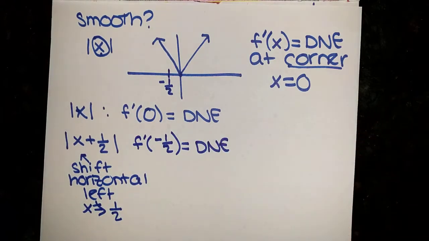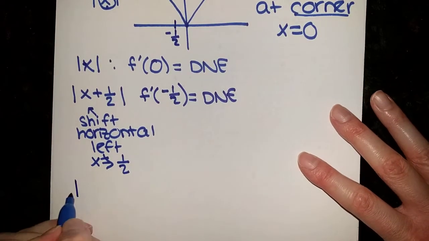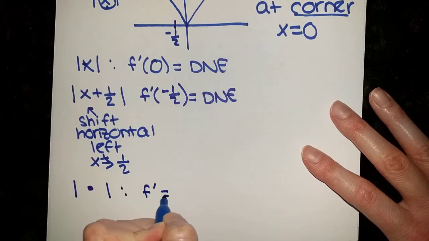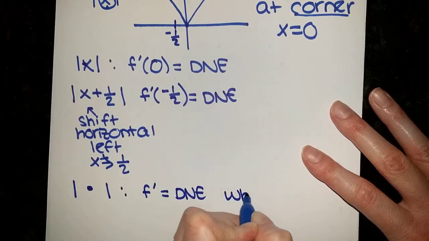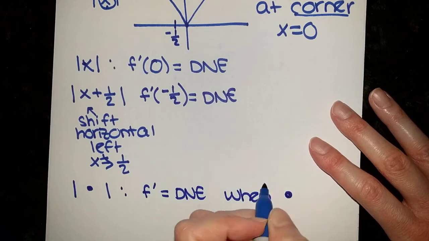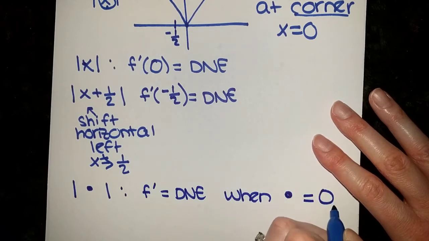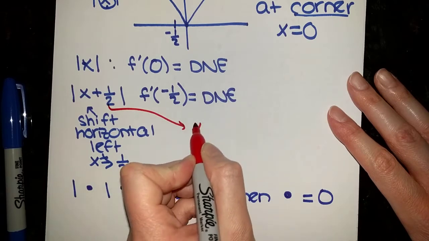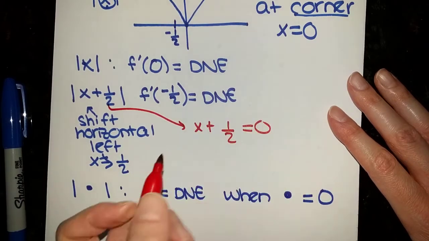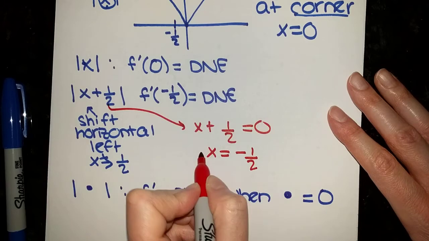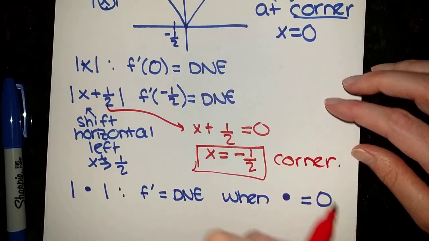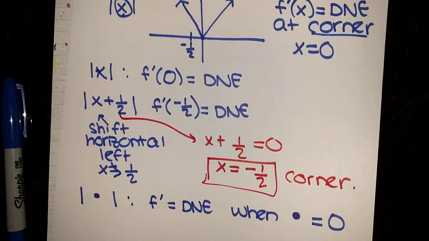All right, so you can generalize this further. Anytime you have something inside an absolute value, it is not going to be differentiable when whatever is inside that absolute value is equal to 0. If you quickly look at x plus 1/2, if I set that quantity equal to 0 and solve, I get that x is equal to -1/2. That's the place where we have our corner. So that is what we need to do in this question 167.